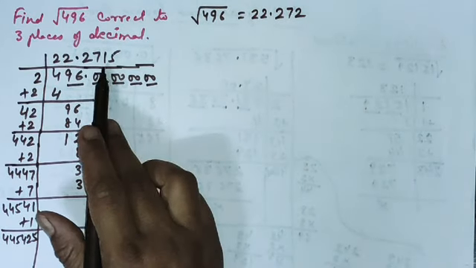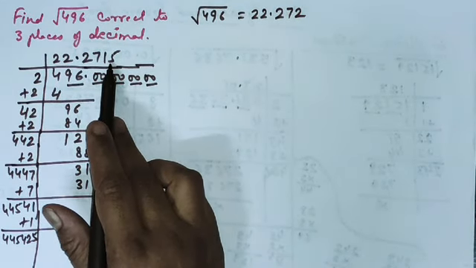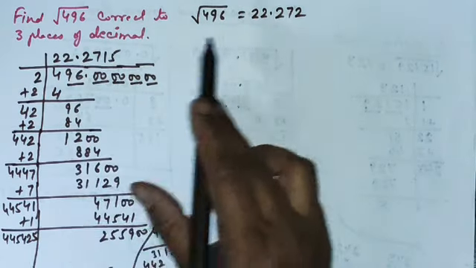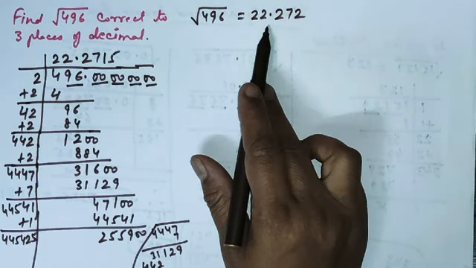So what we are going to do is, after finding the answer up to 4 places, we are going to round it off. So the answer is 22.272.